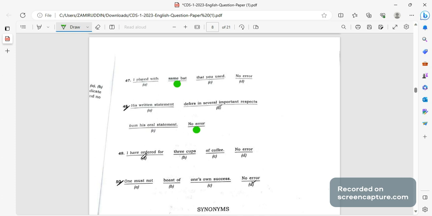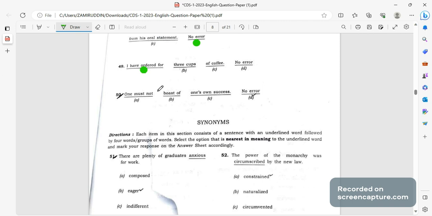I have ordered for three cups of coffee, sorry. So I have ordered, फोर एक्स्ट्रा है, हम लोग लिख सकते हैं दिस सेंटेंसेस कैन easily we can be said as I have ordered 3 cups of tea, four is extra. Now, one must not boast of one's own success, ये भी नो एरर है. सो इन दिस पेपर ये चार तो नो एरर हो गए. One must not boast of one's own success, this is a no error.